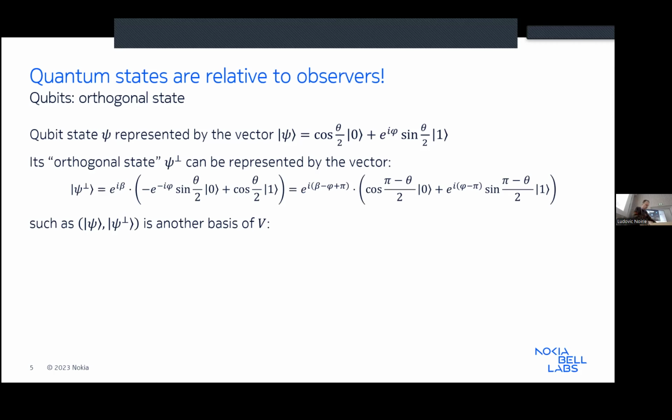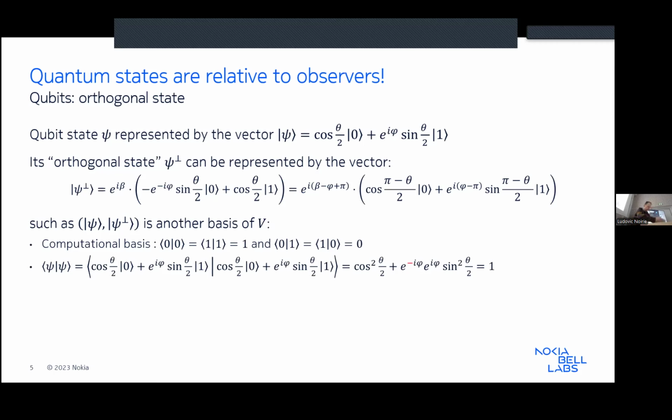There are two equations here, but they are equivalent, you see. So psi orthogonal is, up to a global phase factor that we will choose later, e to the power i beta. And why, in the interior of the first parenthesis here, do we have this formula? It's just if we express psi and psi orthogonal in terms of the computational basis, for which, because it is a basis, the Hermitian product of 0 with 0 and of 1 with 1 is equal to 1, and the Hermitian product between 0 and 1 is 0. You can check that psi is normalized. So we apply the bra and ket rules.